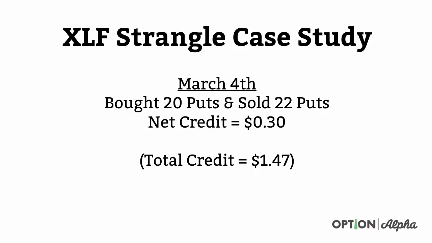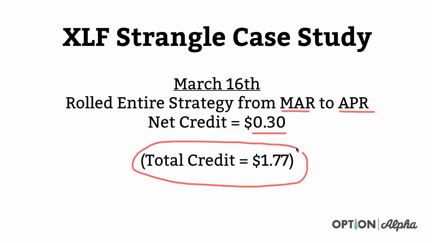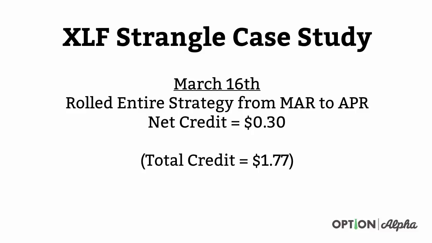As the stock continued to rally and continued to move higher, on March 16th, we rolled the entire strategy from March to April. Now, this is really important because now, instead of just rolling up the short strikes as we wanted to do, because we didn't want to go too inverted here. Remember, we now had the 22 puts and the 21 calls, so we were about $1 inverted. But what we ended up doing as we went closer to March expiration is we rolled the entire strategy from the March contracts to the April. We kept the exact same strike prices, and again, we took in a net credit of 30 cents. So now our total credit is now up to $1.77 on this entire XLF strangle.